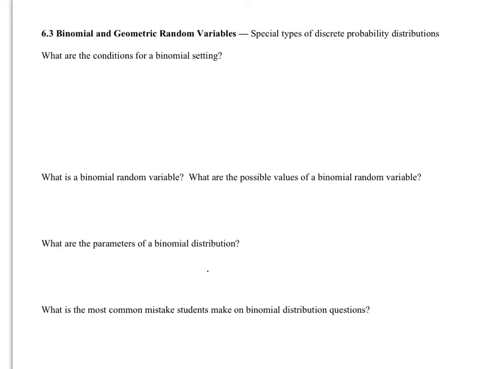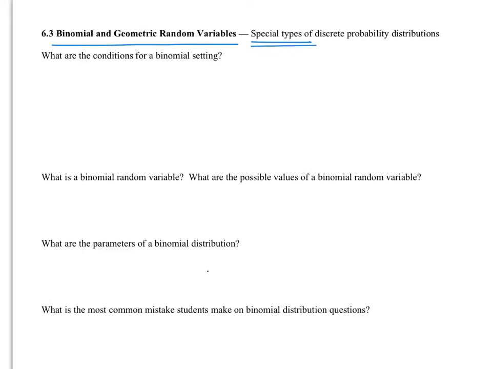The last topic in this chapter is binomial and geometric random variables. They're related, and as the title says, these are special types of discrete distributions. So discrete, again, being numeric variables that take on specific values on a number line. In this case, we're going to be taking on natural numbers or whole numbers. So this video is going to talk about binomial variables, and then later we will talk about geometric.